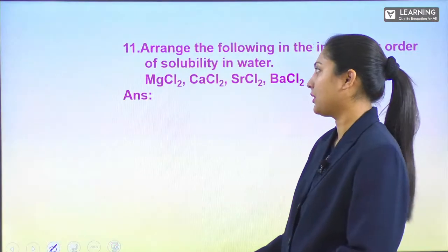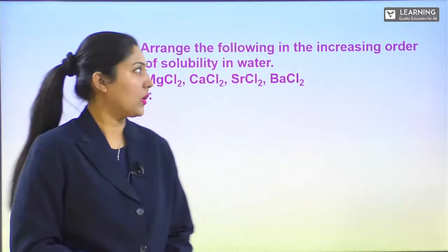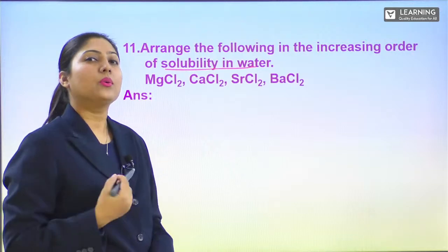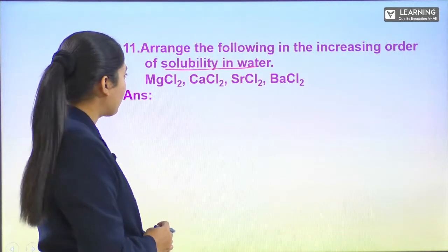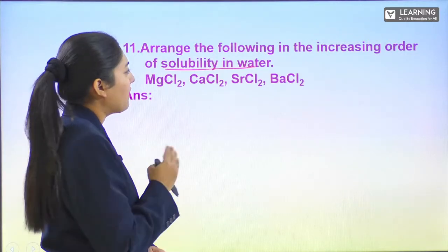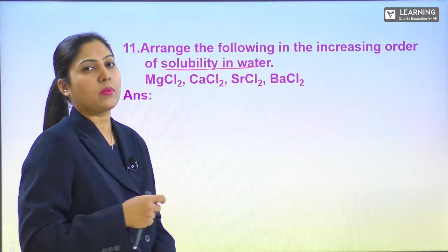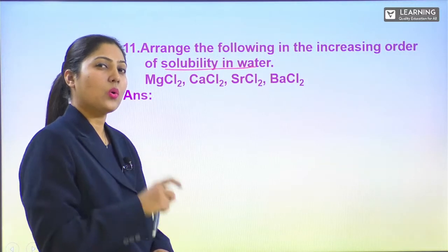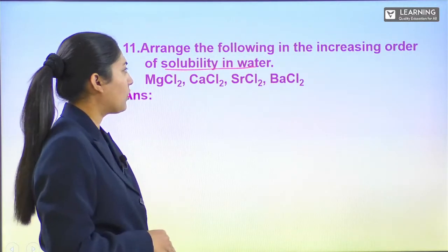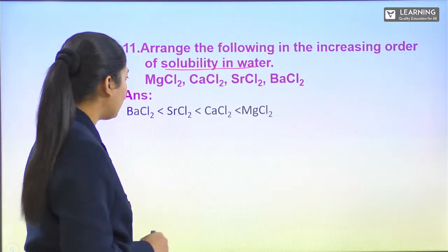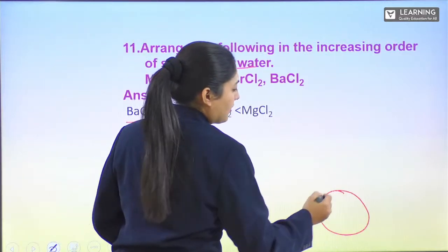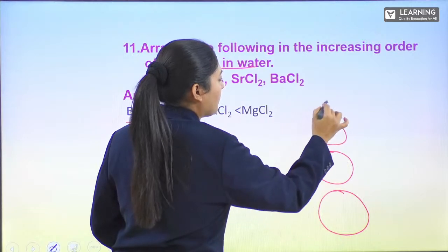Got it? Good. Next, we need to arrange the following in the increasing order of their solubility in water. They have given magnesium, calcium, strontium and barium, the same second group elements, and they have given the chlorides, not fluorides, bromides or iodides. So how to give the increasing order of the solubility in water? If we take barium, it has a larger size, right? Then we have strontium, then calcium, then magnesium.